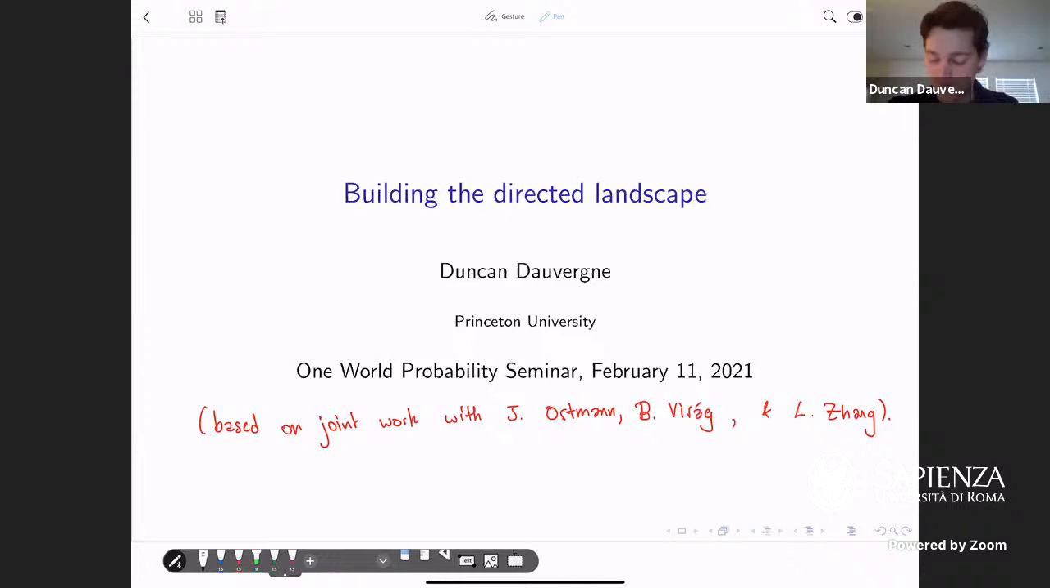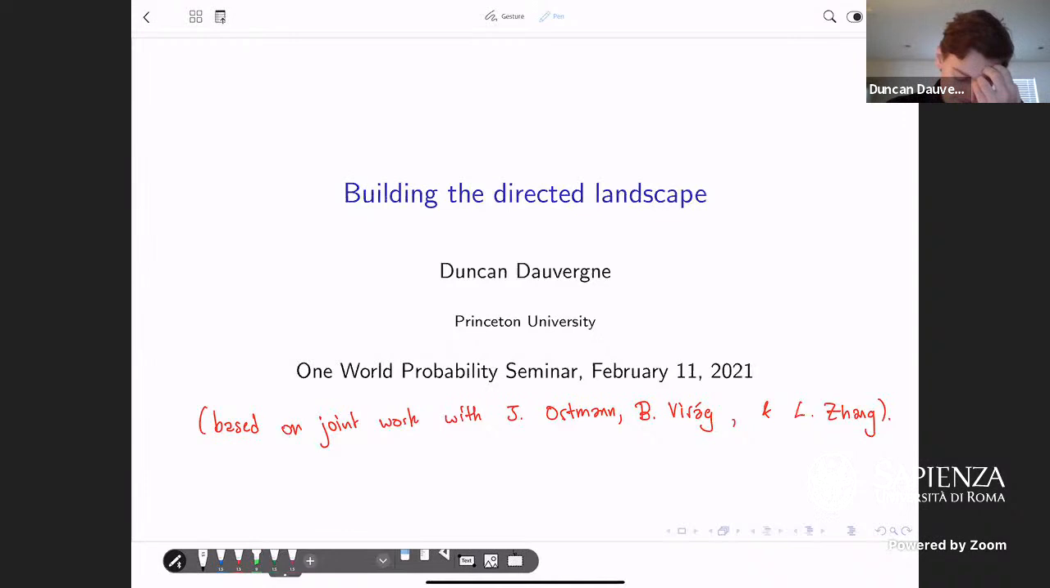Thank you, and thanks very much for the invitation. So this is kind of a follow-up to Balint's talk. He introduced this object, the directed landscape, and he was talking about all of the different models in random geometry and related areas, which are expected to converge to the directed landscape.